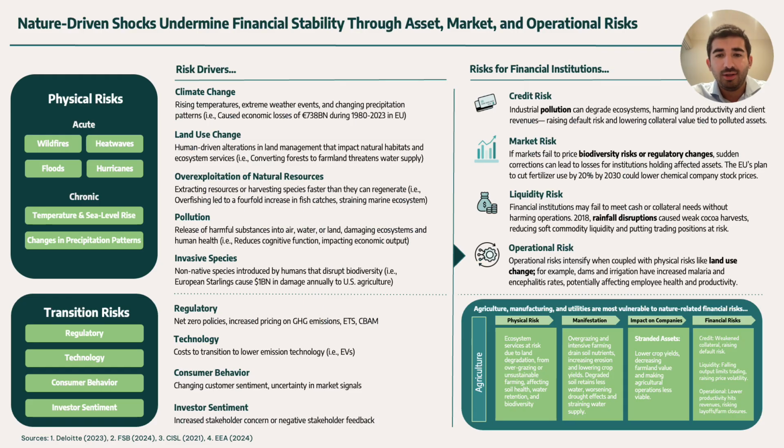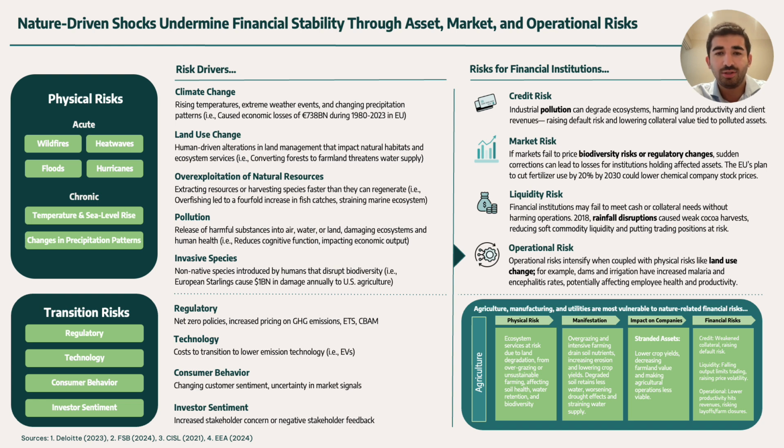Nature and biodiversity loss present serious risks to financial stability, driven by factors like climate change, land use change, pollution, invasive species, and overexploitation of natural resources. These drivers disrupt vital ecosystem services like water availability and soil health. For example, land degradation lowers water retention and crop yields, which directly impacts economic activity.